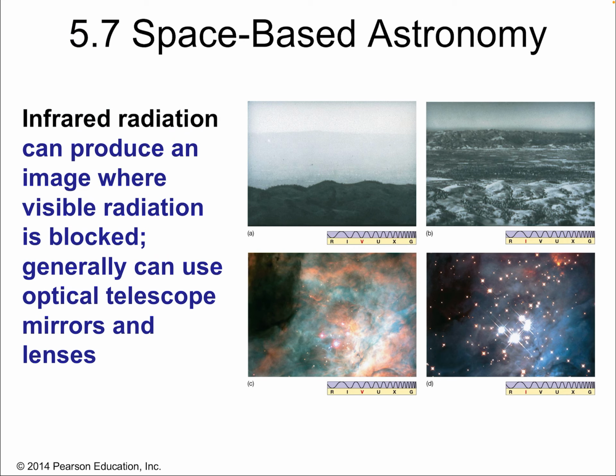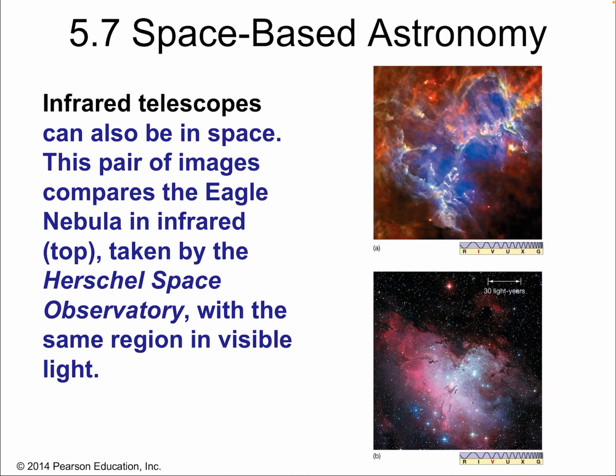Now, space-based astronomy, which I mentioned a couple times is kind of the future of astronomy. So what's it all about? One idea is that infrared radiation can produce an image where visible radiation is blocked, and we can generally use optical telescopes, mirrors, and lenses. Infrared telescopes can also be in space.